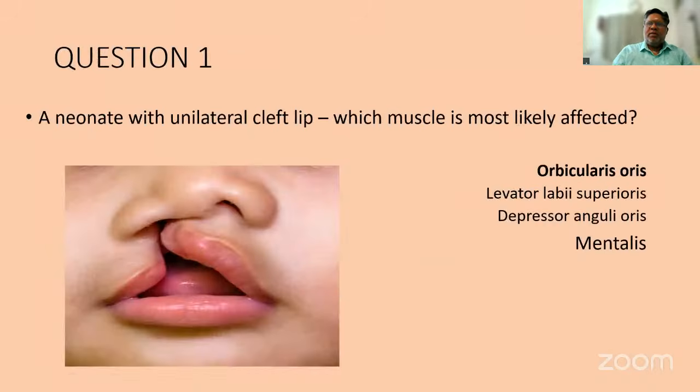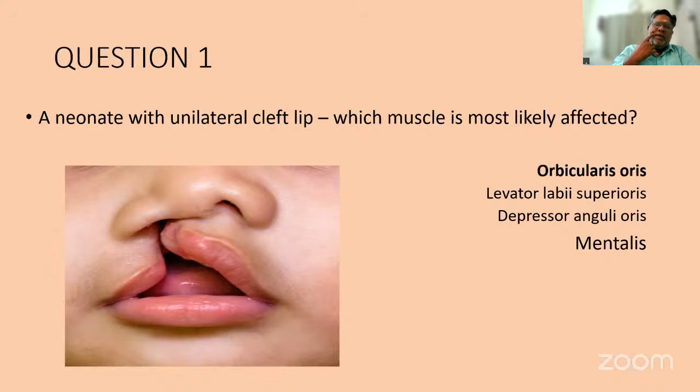Okay, the first question we are going to discuss is a very simple question. A neonate with a unilateral cleft lip, which muscle is most likely affected? The four options given were orbicularis oris, levator labii superioris, depressor anguli oris, and mentalis. It's a very obvious answer, orbicularis oris, because orbicularis oris is a circular muscle around the mouth. It is the main muscle forming the lip, and it decussates in the midline in the lower aspect.